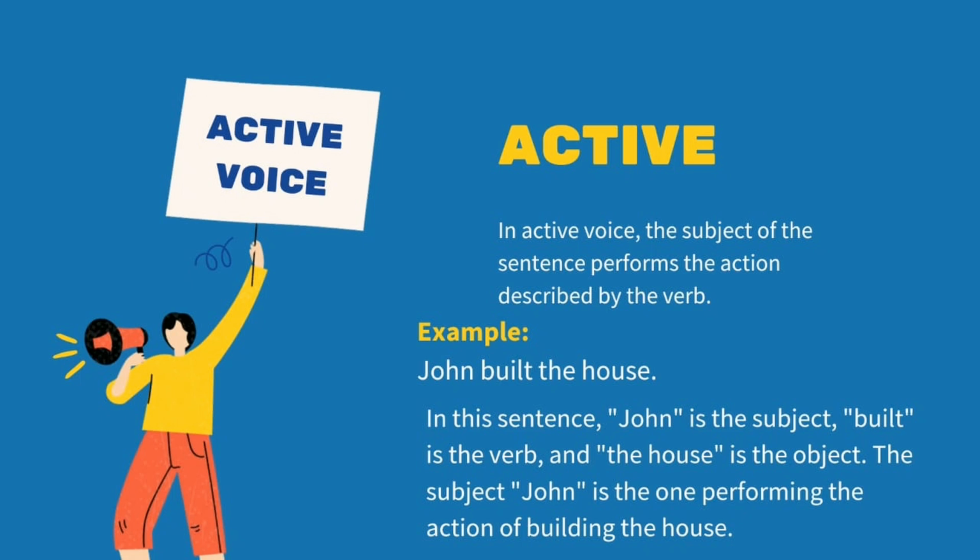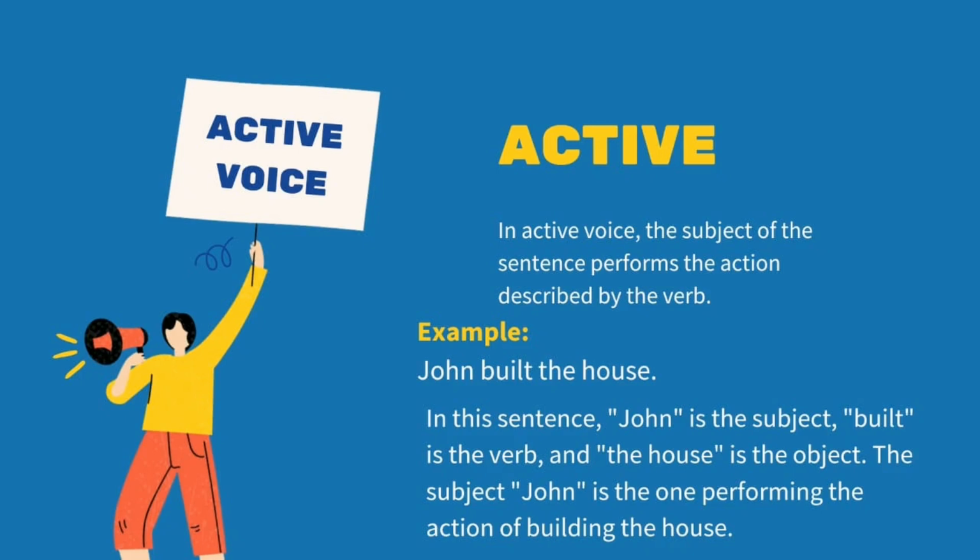For example, John builds the house. In this sentence, John is the subject, builds is the verb, and the house is the object. So the subject John is the one performing the action of building the house. The verb is builds. The action performed is directly received by the object, which is the house.